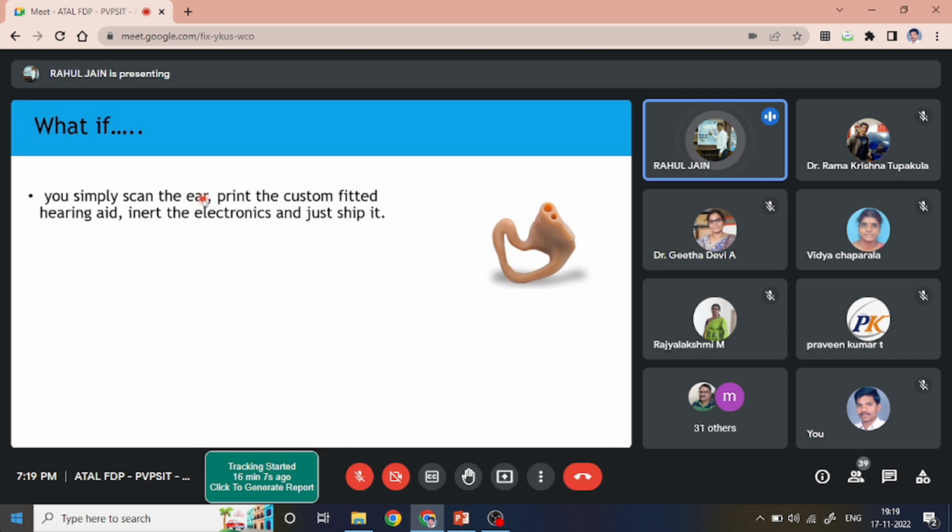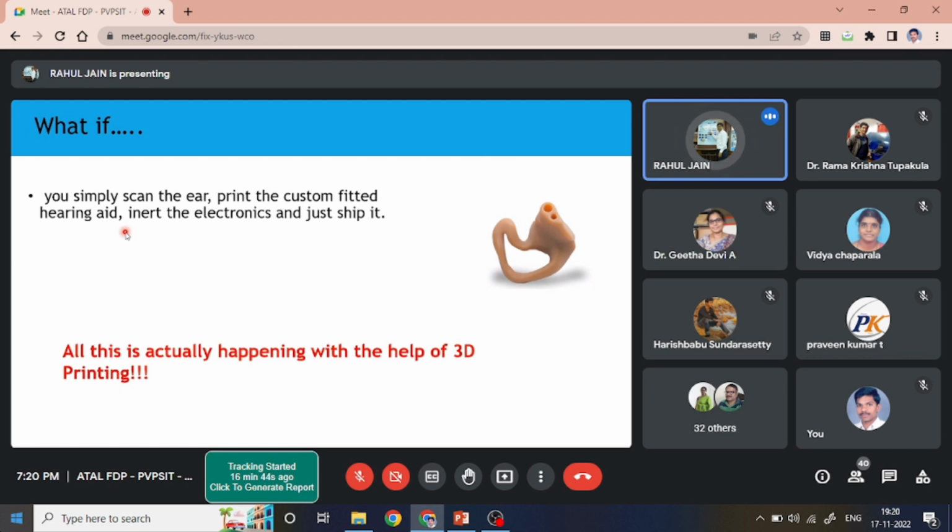And whenever we talk about customization, the cost of the product increases. But what if we can simply scan the ear for whichever person we want, and we can print the ear using bioprinting, bio 3D printing, where you are printing using the material which is biocompatible. We fit the hearing aid and whatever electronics is required and just ship it, or maybe put it into the person. So what will happen? The long medical process or the long waiting period which is required for the customization and all those things will reduce tremendously.